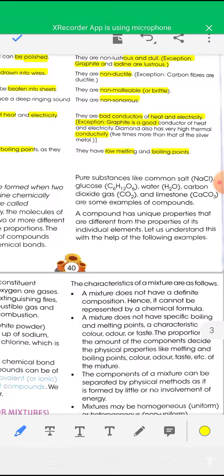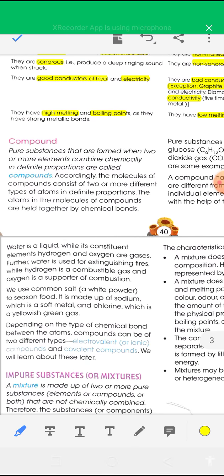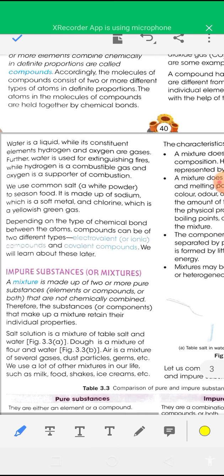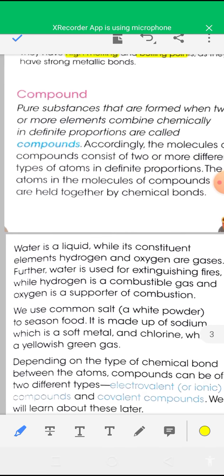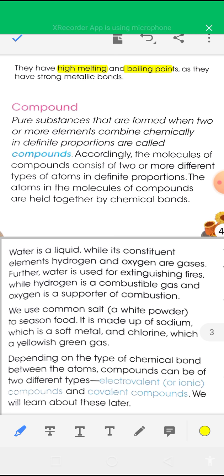Now see, the second type of pure substance is known as compounds. You know, elements are formed by only one type of atom, and a compound is also one type of pure substance. Compounds are pure substances that are formed when two or more elements combine chemically in definite proportion.